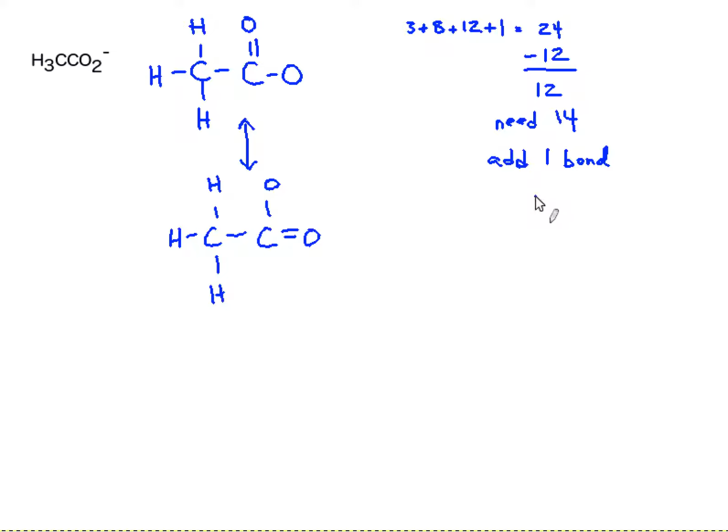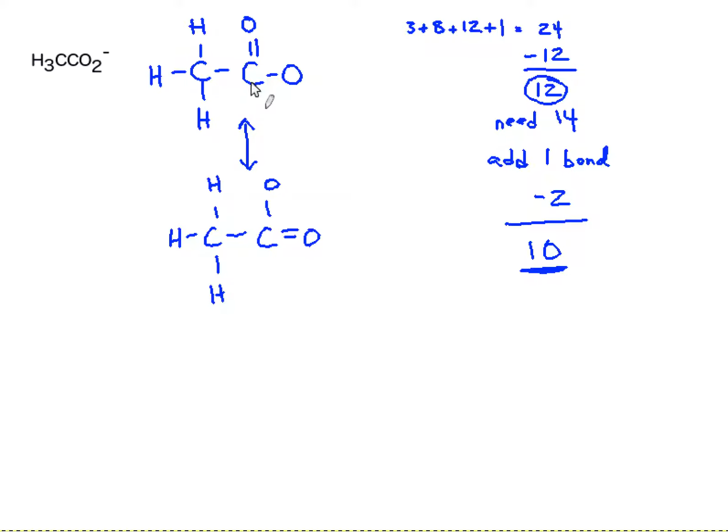Okay, so let's make sure we did this correctly in terms of Lewis structures. When we add that bond, we have to account for it. So we've used 2 electrons to add that bond. Remember, we had 12, so now we have 10 to work with. And if we did our math correctly, these 10 electrons should be the perfect number to add as lone pairs to make everybody happy.